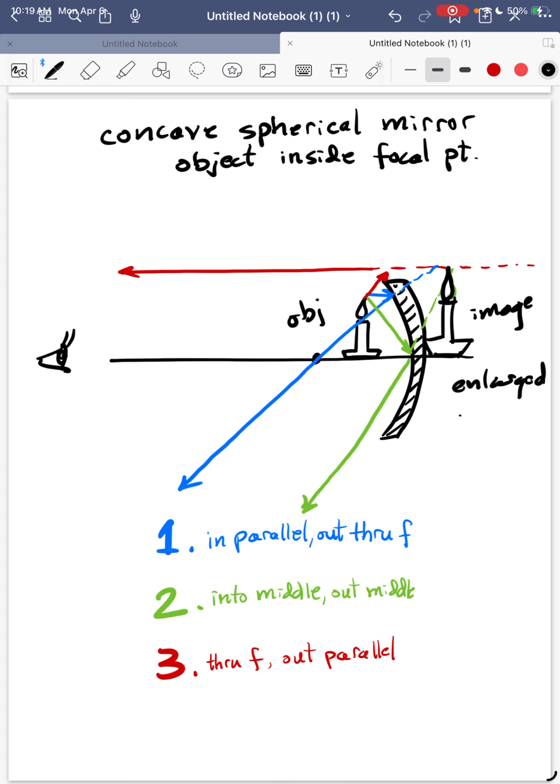It's also virtual, and it's upright. So these are the features of that kind of image. And let me just mention a little bit more about the idea that it's virtual, because people are puzzled about that. The rays don't actually converge. As I said, it looks like these rays converge there because they're actually behind the mirror.